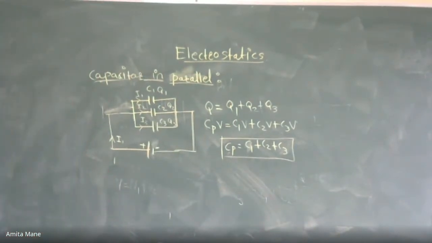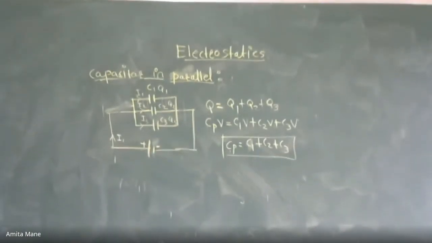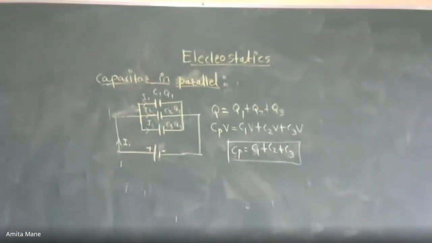Okay? Did you understand? Any doubt? Is it okay? Please reply. 64 students are there, only 1 or 2 students are answering.